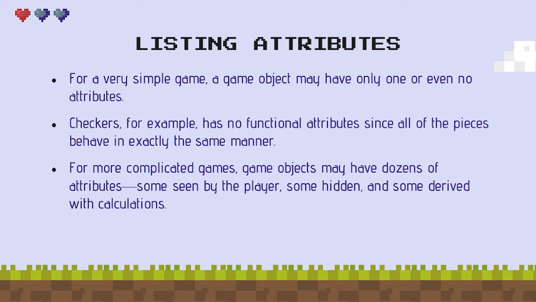Okay? So, for more complicated games, game objects may have dozens of attributes, some seen by the player, some hidden, and some derived with calculations. So, those games, for example, like MOBA games, have many attributes. Let's say, for example, sometimes your characters will have different types of attributes, like the basic strength, agility, intelligence, etc. The items you equip on them will have attributes too. Okay? So we have different types of attributes depending on the game. With more complex games, we'll see more attributes.